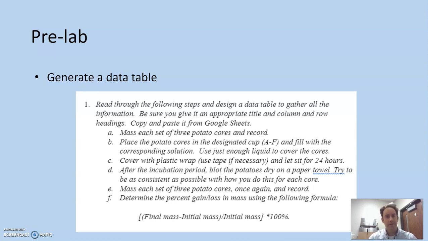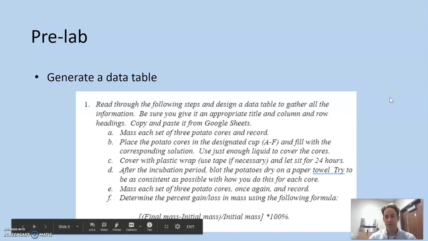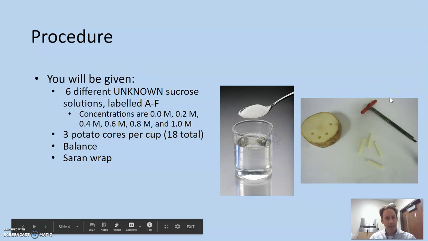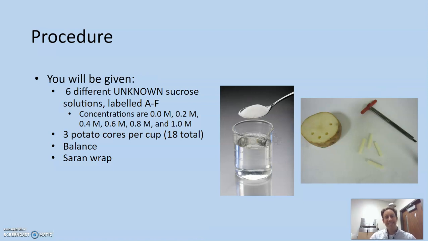Let me help you, though, by giving you a little background on this actual procedure and what we're going to be doing. Here's what you're going to be given. You're going to be given 6 different unknown sucrose solutions. They're going to be labeled A through F, and we will tell you that the concentrations are 0 molar, 0.2 molar, 0.4 molar, 0.6 molar, 0.8 molar, and 1 molar.